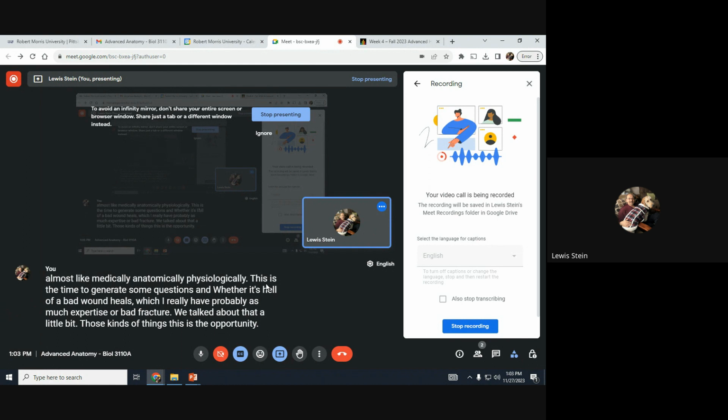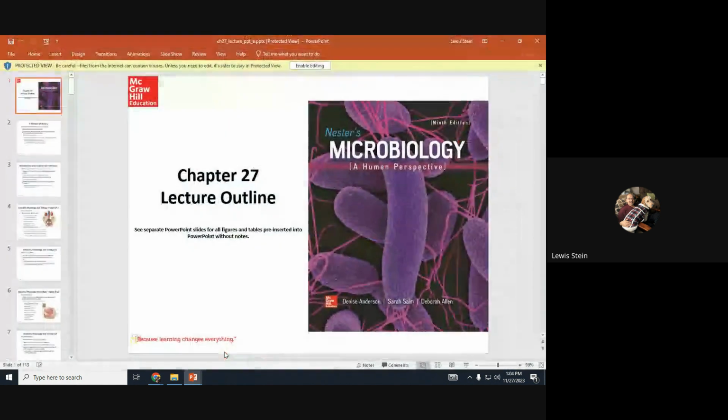So I take one of the micro texts that I'm most familiar with. Did you use Nestor for micro? You probably did, I would think. Nestor's micro. You didn't? Looks a little bit like this. No, okay. You use Cowan? Pearson. Oh, Pearson. I think it was a Pearson.